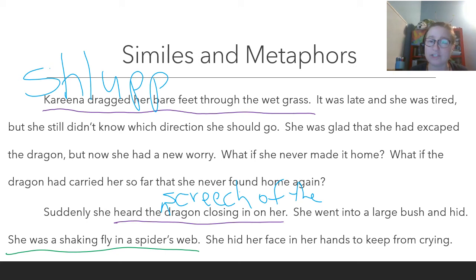All right, so this is your strategy. Today in your quick write, I'm going to challenge you to take a boring paragraph, add in a simile or a metaphor, and add in an onomatopoeia. I can't wait to see what you write.